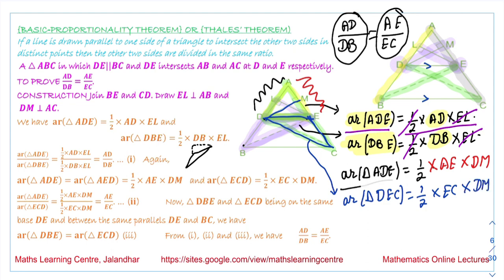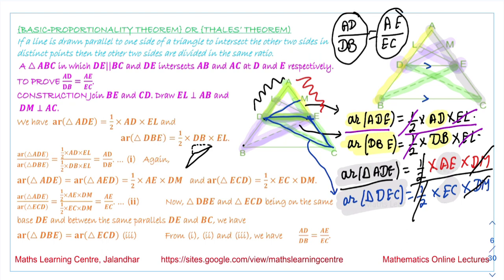So if we divide both these equations, this half gets cancelled, this DM gets cancelled, and we get the ratio of the area of triangle ADE to the area of triangle DEC, that is AE over EC. This is the ratio we are getting.